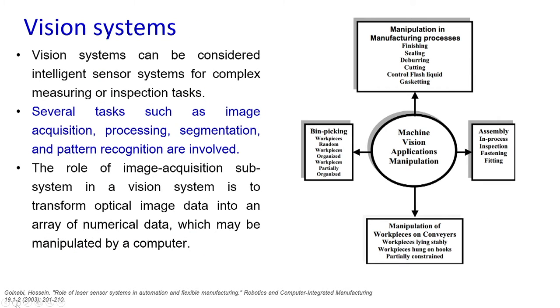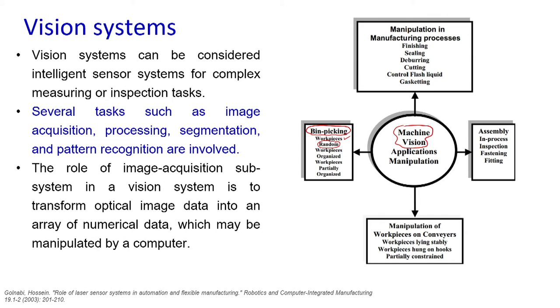In automation, machine vision also plays an important role. There are various applications of machine vision systems, and these are in front of you. The first application is bin picking. When we want to pick up certain parts, they may be workpieces, and these workpieces may be randomly oriented.